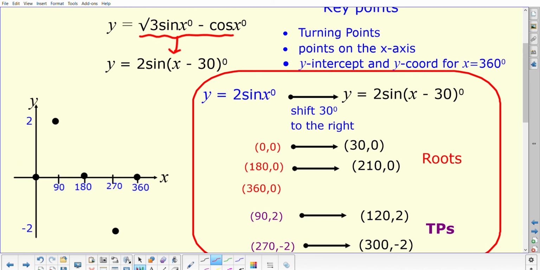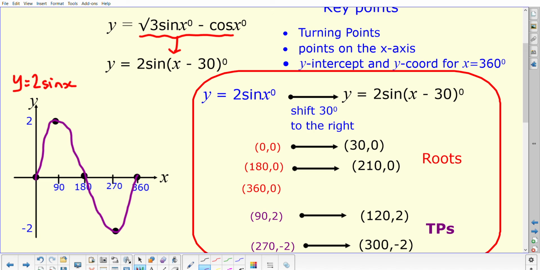So to begin with, just drawing the graph of y equals 2 sine x to identify the roots and identify the turning point. That's always a good place to start when you do this. So of course the sine graph is the one that starts from 0, right? So that's our y equals 2 sine x. So we can see you've got roots at 0, 0, root at 180, 0, and a root at 360, 0.